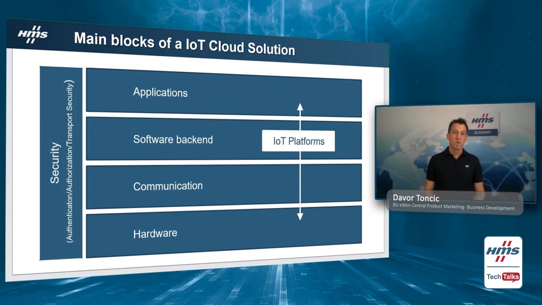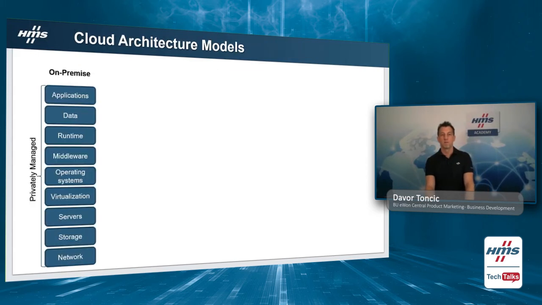Also, when we talk about clouds, we usually talk about different types of architecture models. The most common one is the on-premise one, which is pretty much where you manage the whole infrastructure yourself. That is the networking, the hardware, you manage the operating systems, the data storage, and the applications. All that is done on-premise in your own location, so to speak.